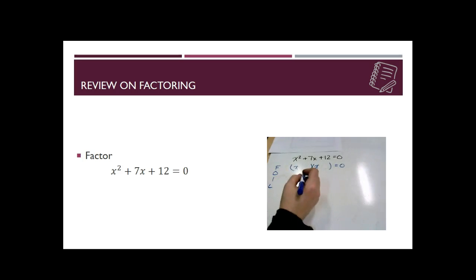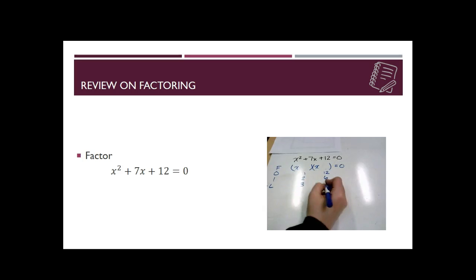And so thinking about that, my options are I could multiply 1 and 12. I could also multiply 2 and 6. And lastly, I could also multiply 3 and 4. And in doing that, we need to choose the right pair.